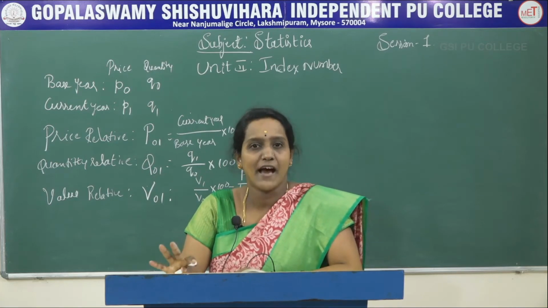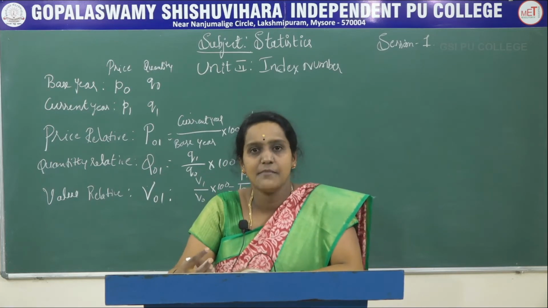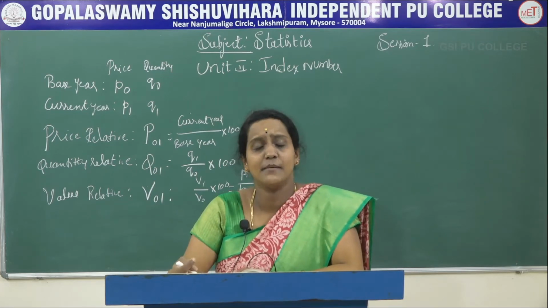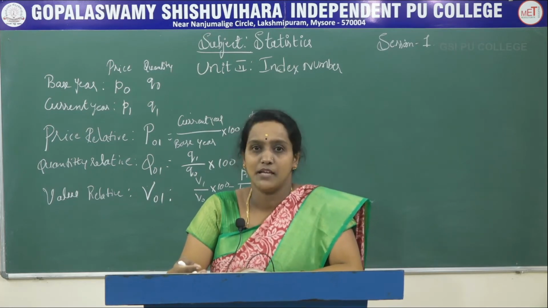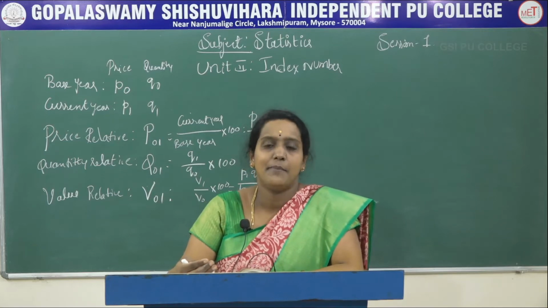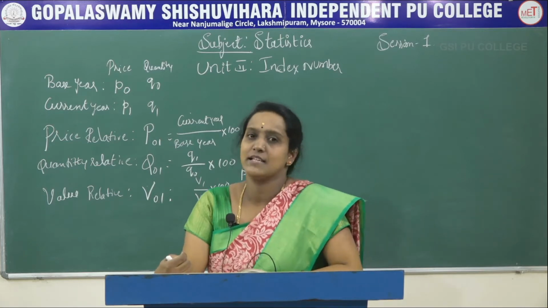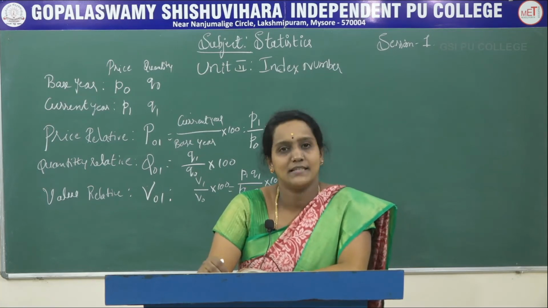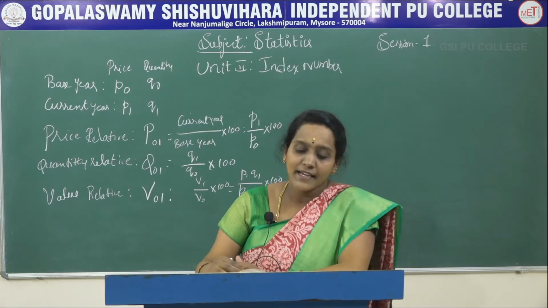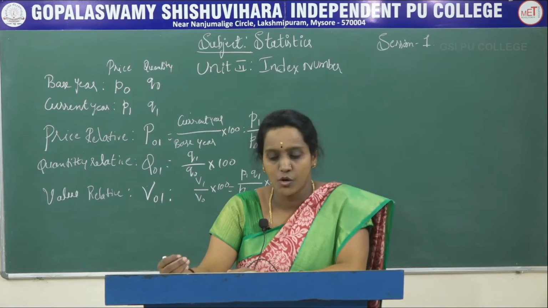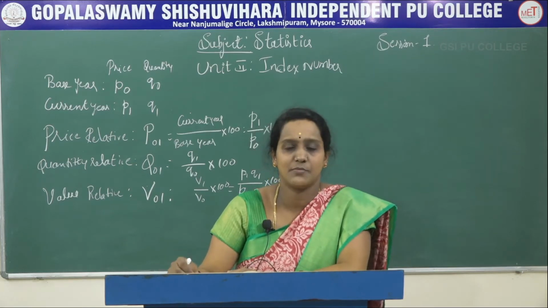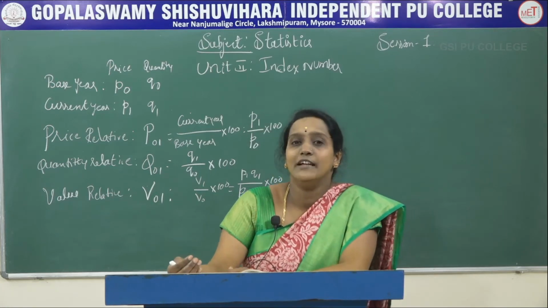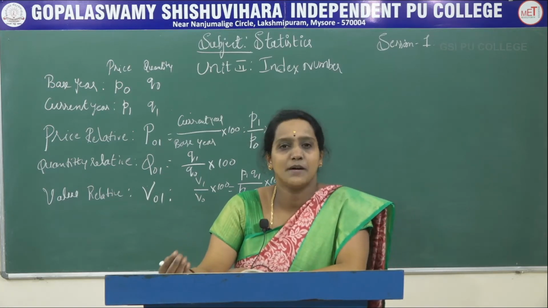We know we have many averages: AM, GM, HM, mode, median, weighted arithmetic mean. These are the averages. But in our index number, we will use only the arithmetic mean and the geometric mean as the averages. Index number is expressed as a ratio, but for comparison purposes it is expressed as a percentage.